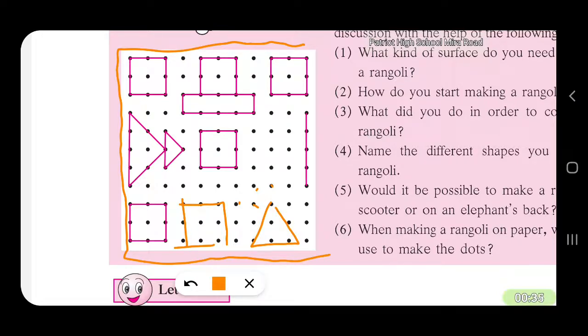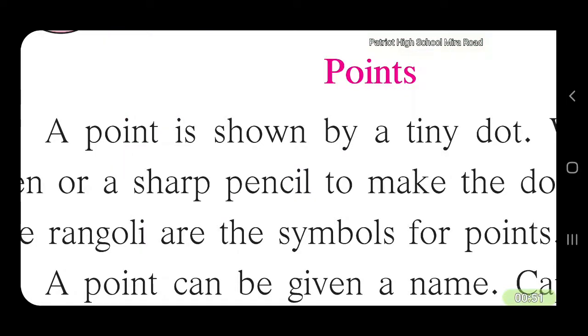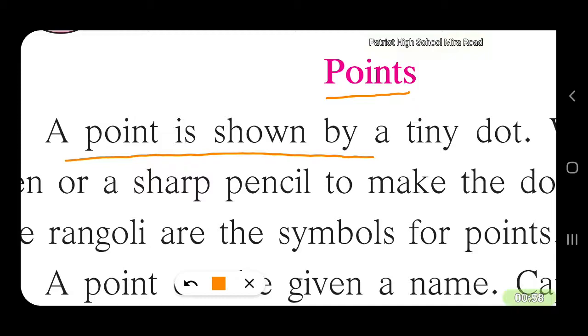First of all, he needs to draw a straight line like this, or he can draw another straight line like this, joining dots. What are points? A point is shown by a tiny dot like this. You can make use of a pen or a sharp pencil to make the dot.